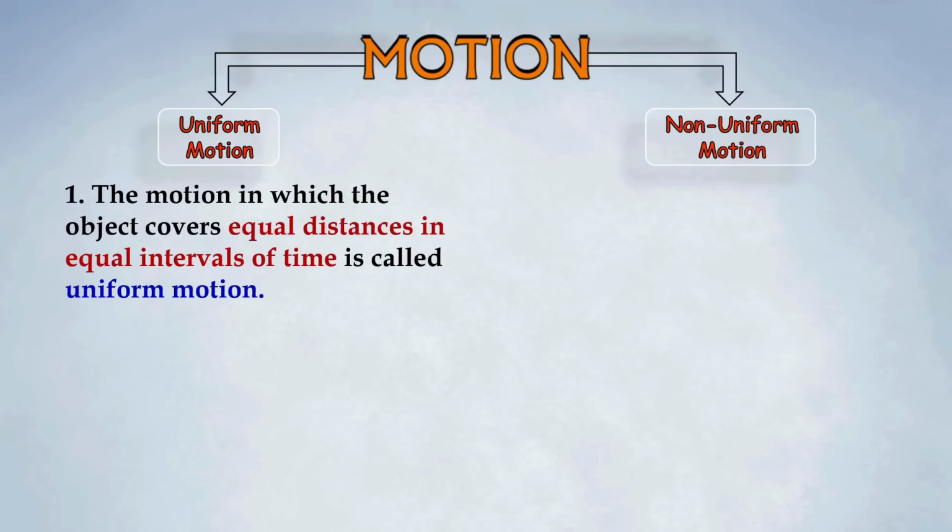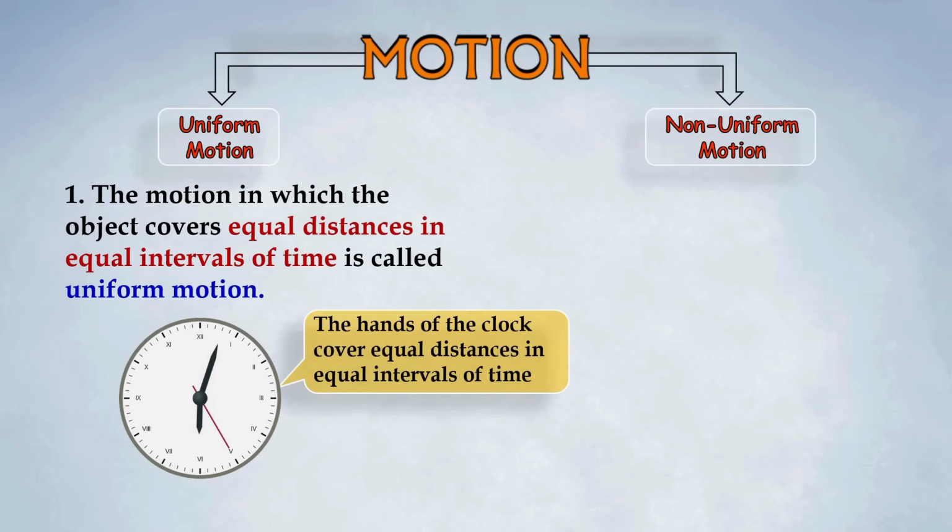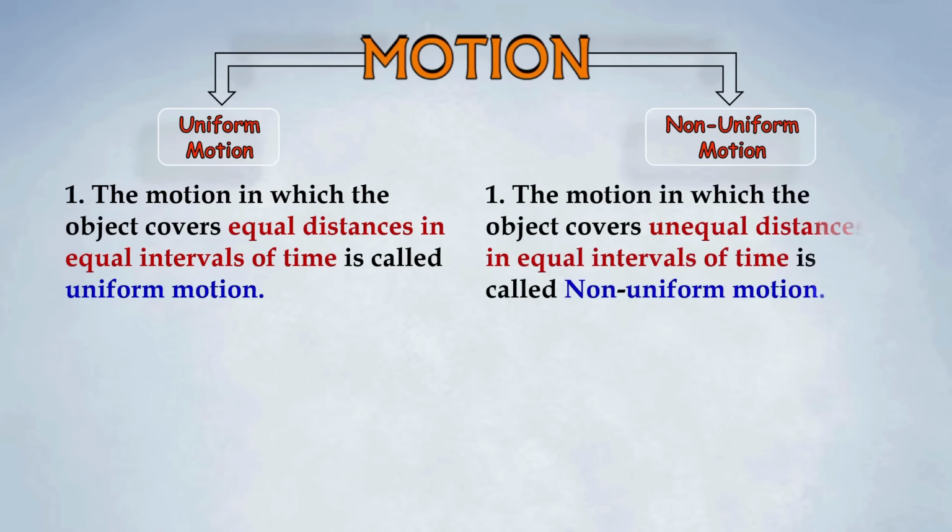Uniform motion. Uniform motion is the motion in which an object covers equal distances in equal intervals of time. This means that the object moves at a constant speed. For example, the hands of a clock cover equal distances in equal intervals of time, so they show uniform motion. In uniform motion, the acceleration is zero because the speed does not change.